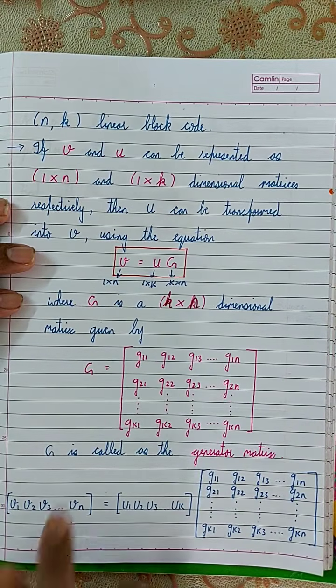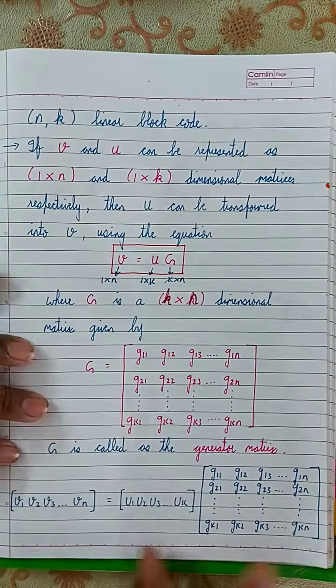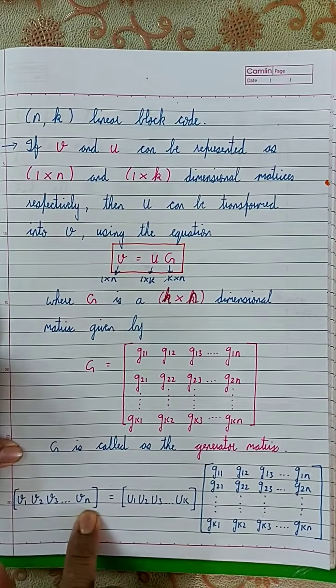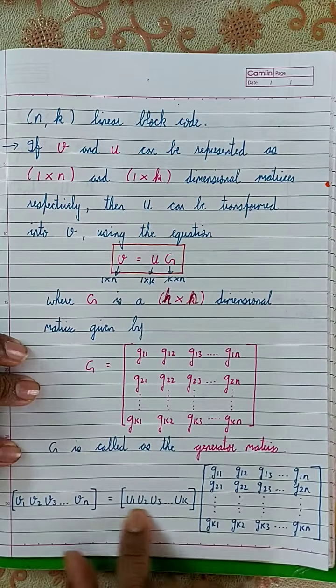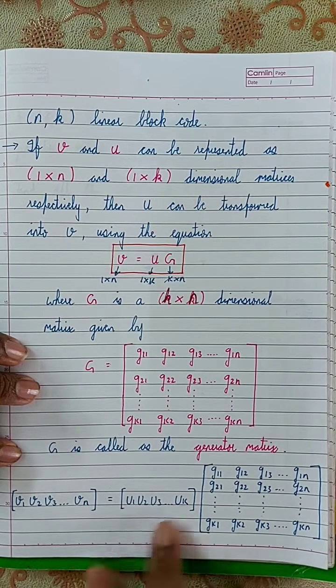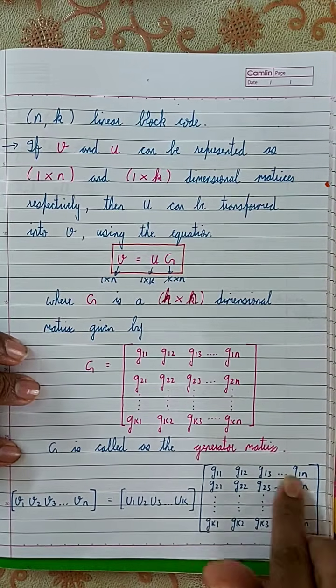We can represent this V using this sequence, so this sequence can be expanded in this form. That is, V is a 1 by n matrix, and U is a 1 by k matrix, 1 row and k columns, right? And this is a k by n matrix called the generator matrix G.